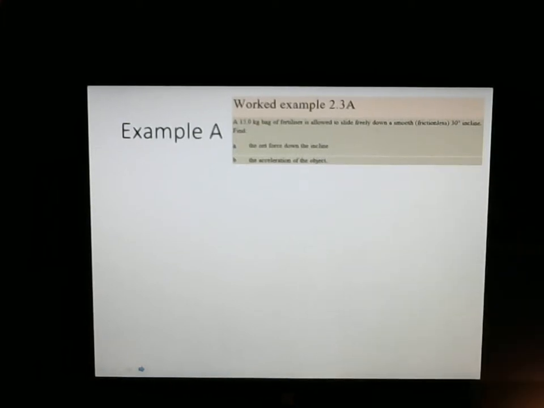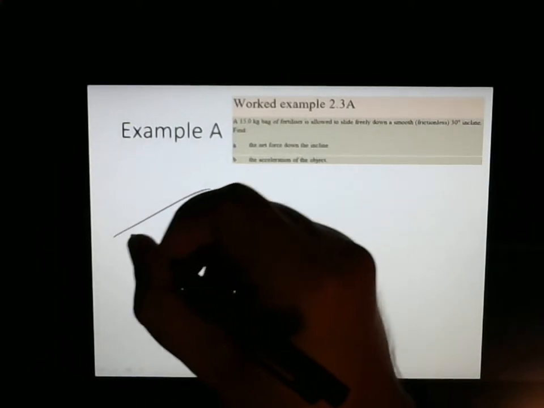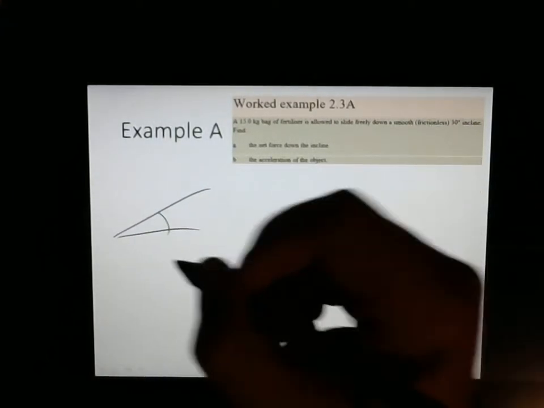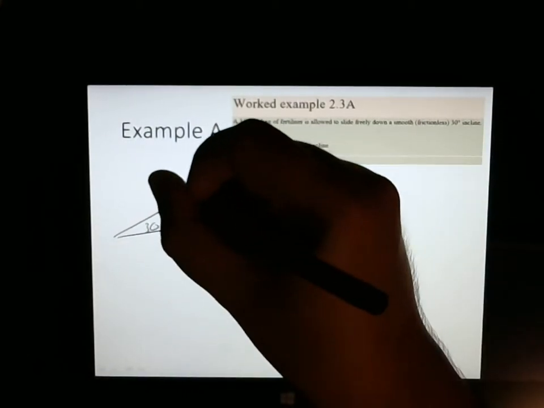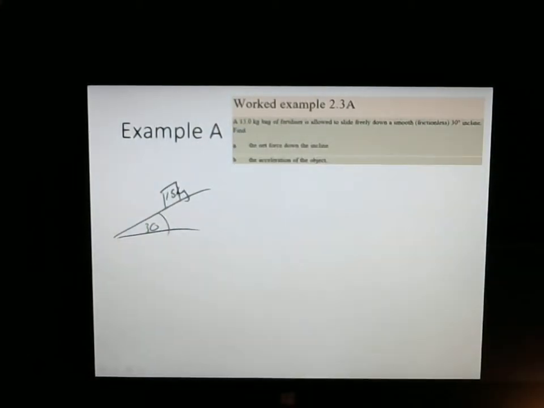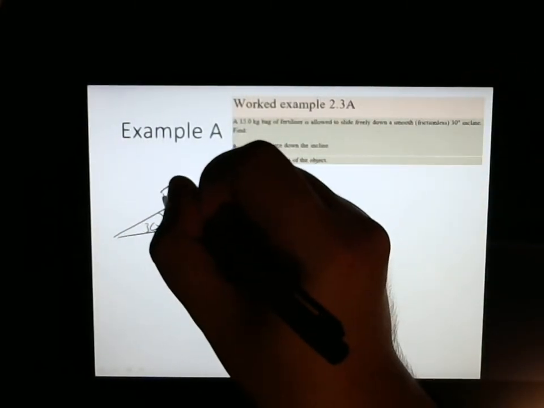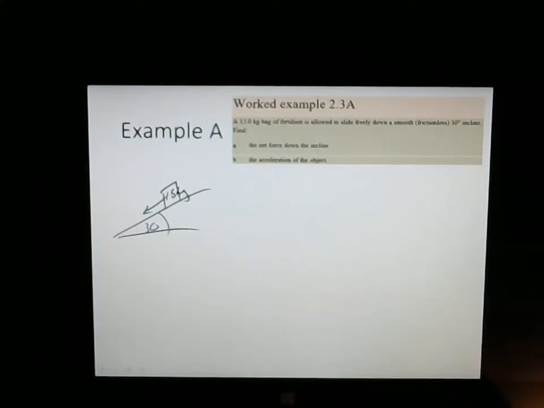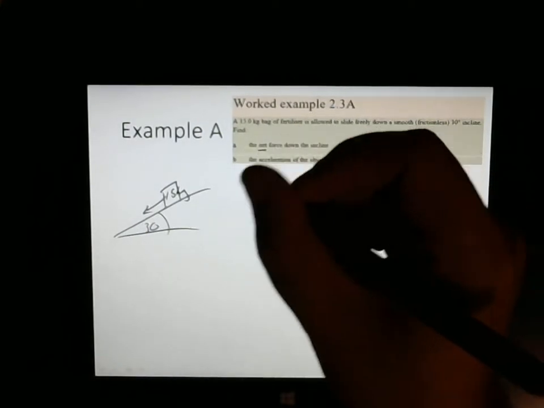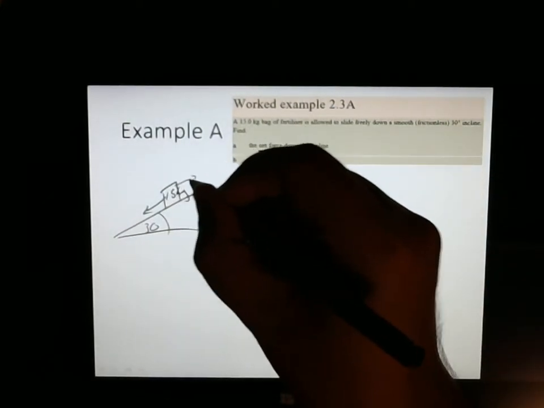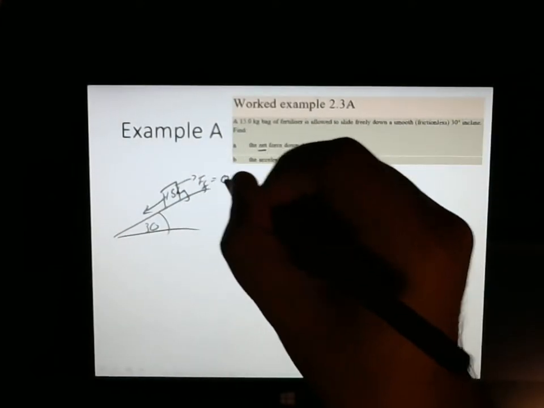We want to find two things, net force and acceleration. So I'm going to draw our situation. We have 30 degrees and we have a 15 kilogram bag. We want to know the net force down the incline. So, what's the force pulling it down here? Because we need to think about net force, there's that word net, we need to ask, are there any forces acting up the plane? And we're told that it is frictionless, so friction force equals 0.